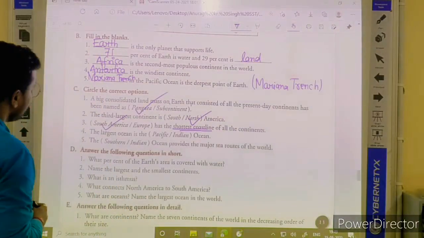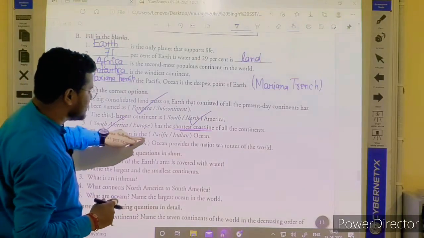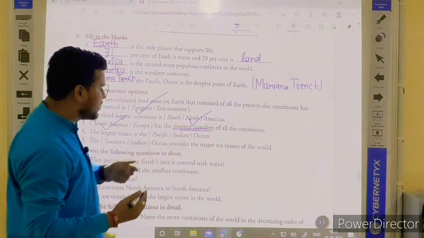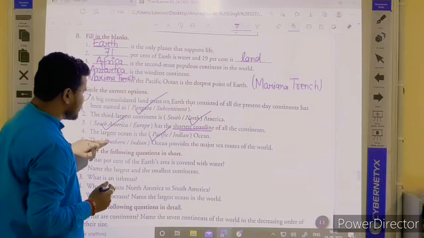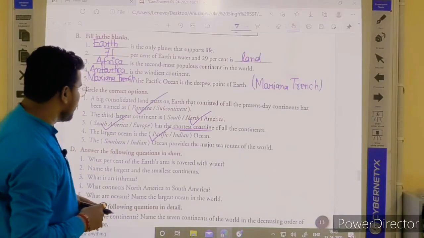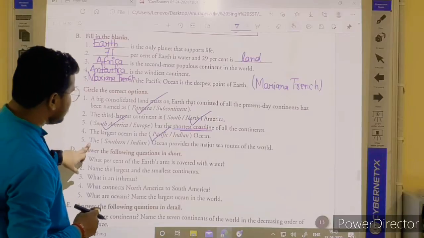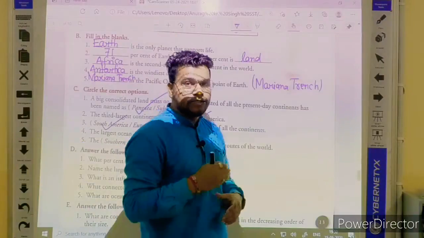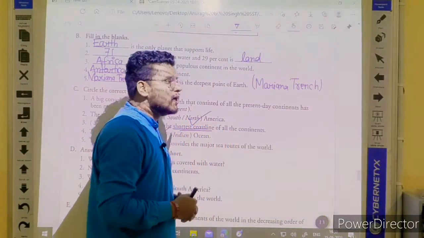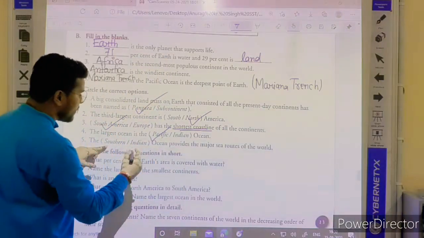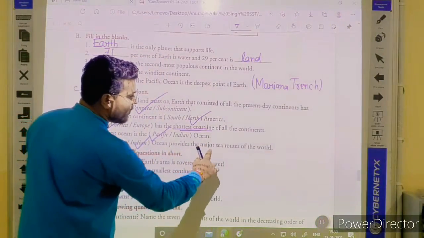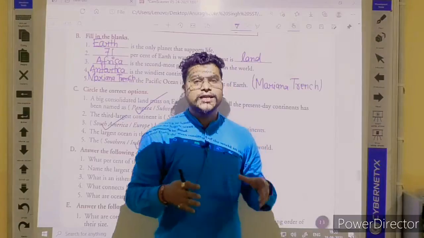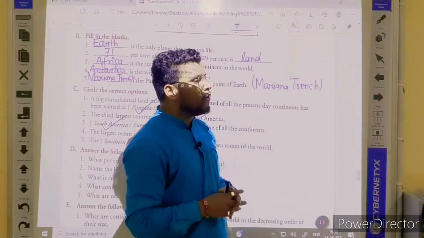Now let us come to question number 4. The largest ocean is the dash ocean. Obviously you have the options Pacific and Indian. Definitely, we all know that Pacific is the largest ocean. Now question number 5. The dash ocean provides the major sea routes of the world. Only one ocean. Southern Ocean is also known as Antarctic Ocean. Indian Ocean provides major sea routes because it connects the Mediterranean Sea with the Suez Canal, and it connects the Pacific Ocean and the Atlantic Ocean.